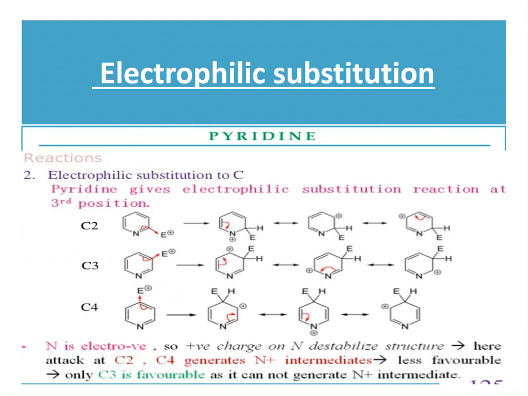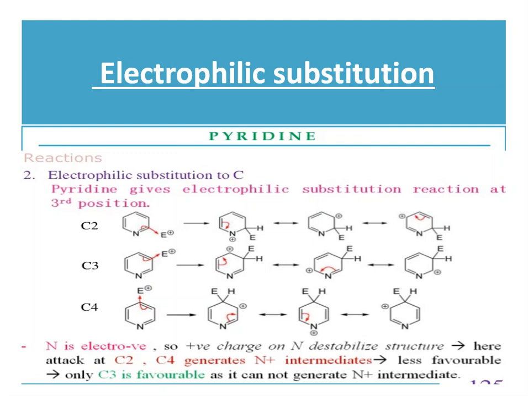Pyridine gives electrophilic substitution reaction at the third position. Why does pyridine do this? If you see the attack at the second position, the positive charge moves around and comes on the nitrogen. Similarly, when there is an electrophilic attack at the fourth position, the nitrogen also gets the positive charge. Nitrogen is electronegative, so a positive charge destabilizes the structure.